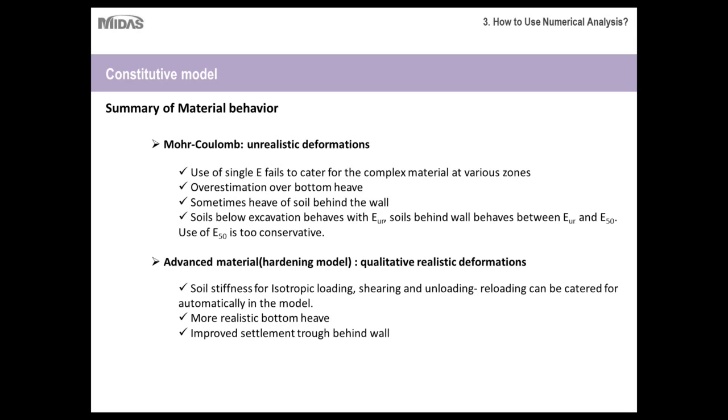So let's see the advantages of the advanced Mohr-Coulomb. It gives qualitatively realistic deformations. Soil stiffness for isotropic loading, shearing, and unloading reloading can be catered for automatically in the model. It gives more realistic bottom heave and improved settlement trough behind the wall. So like I said, if you have more information, more parameters, more field tests, you can more accurately simulate the soil behavior and account for all these phenomena.